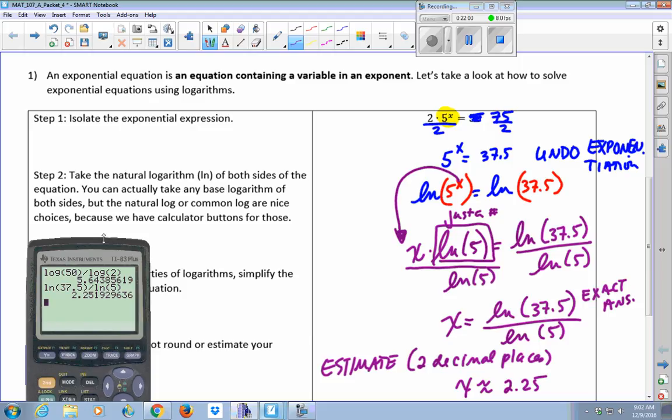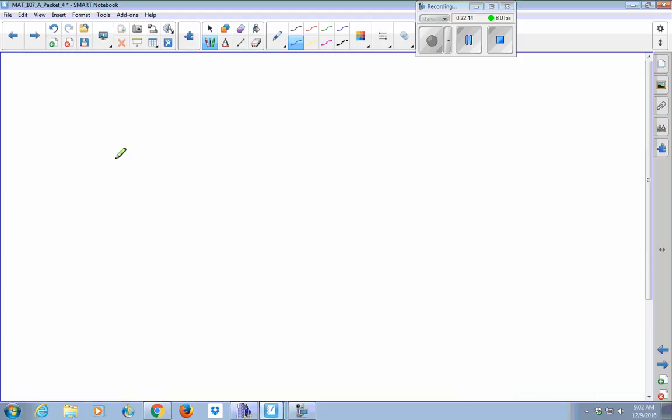Well, if this was e to the x, then I would definitely use the natural log. Right now, I have a choice whether to use natural log or common. But if it was e to the x, I would definitely use natural log, because look what happens. If you have e to the x equals 50, for example, you could take the natural log of both sides, or you could take the common log of both sides. You could take log base anything of both sides.